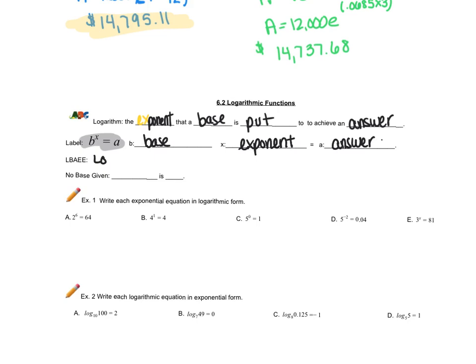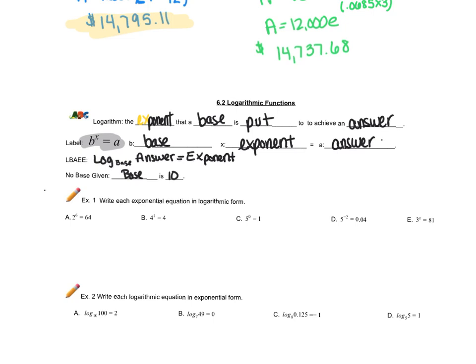Log, you put the base of your exponent. So log, base, answer, equals exponent. Now, if there's no base of the log given, the base is 10.